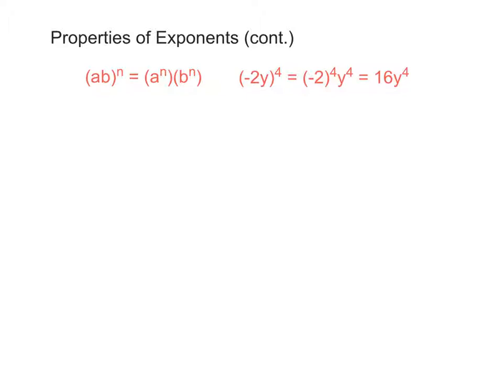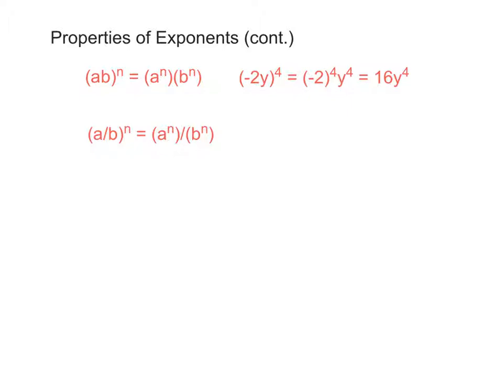So let's look at an example. Let's say I've got minus 2y in parentheses raised to the 4th power. That would be equal to minus 2 raised to the 4th power times y raised to the 4th power, or simply positive 16y to the 4th.